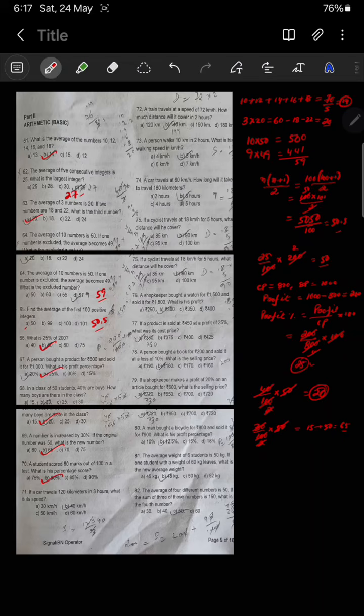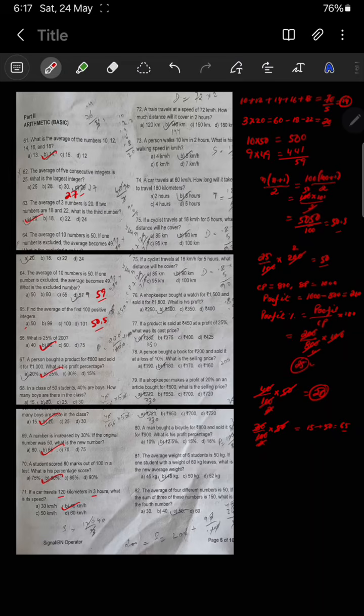Next, question number 71. If a car travels 120 kilometer in 3 hours, what is his speed? So your speed equal to, formula is what? Speed formula is distance by time. So distance how much given? 120 given, and time how much given? 3 hours. If you divide 120 divided by 3, how much? It is your 40. So option B is your correct option.